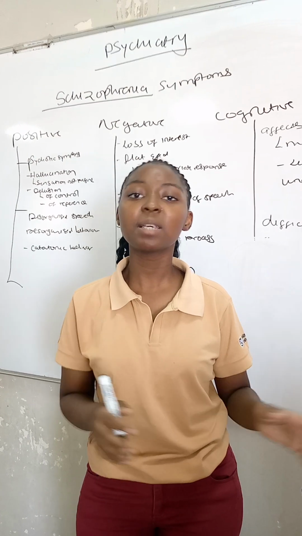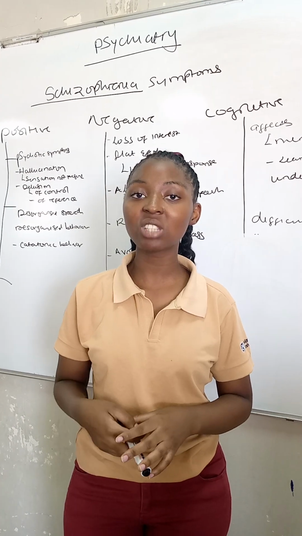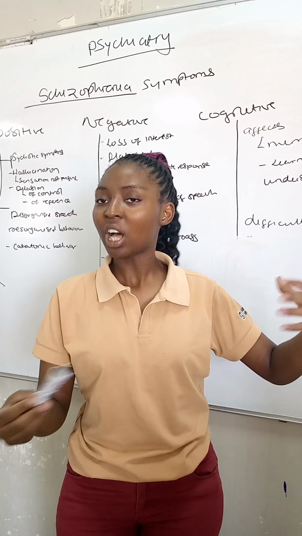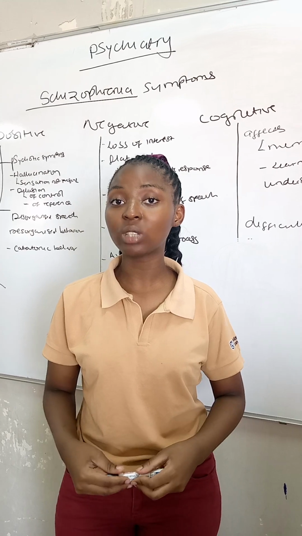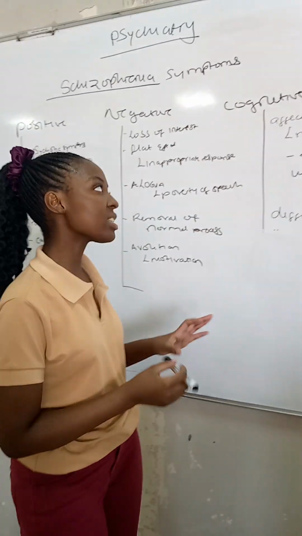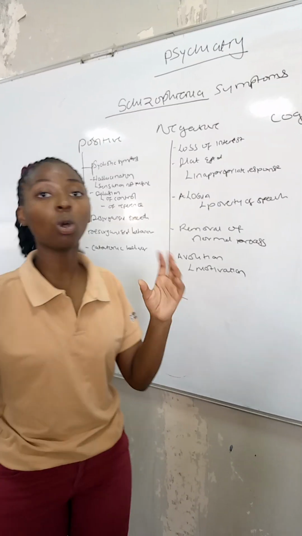Either way, there are many symptoms of schizophrenia. The causes might be genetic causes, psychosocial causes, psychological causes, disconnection from reality and the society and all that. Either way, we are focusing today on the symptoms of schizophrenia. So there are three symptoms of schizophrenia, which are positive symptoms, negative symptoms, and cognitive symptoms.